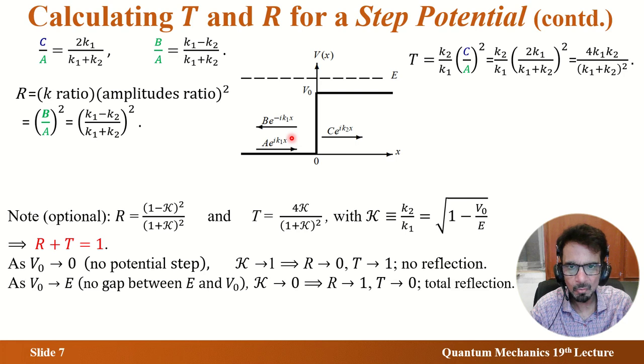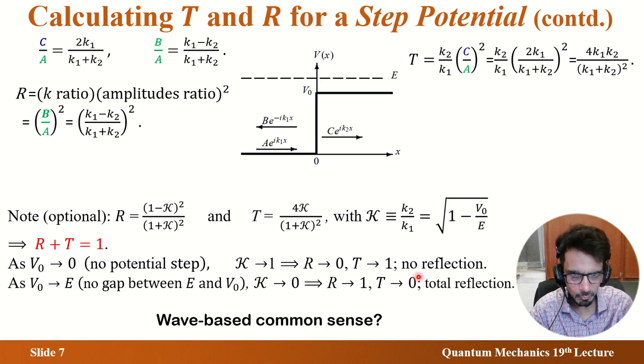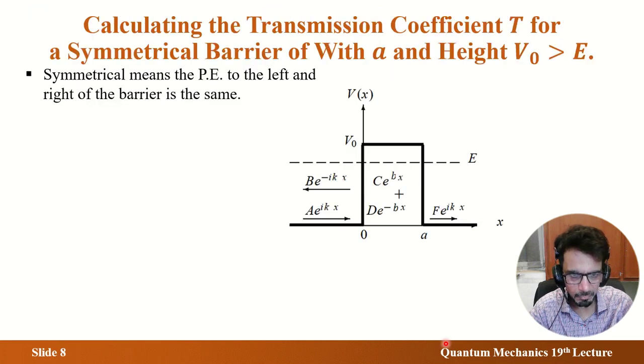Now I don't know what your common sense told you, but that is what it is. If there is no gap in which to transmit, there is no transmission, 100% reflection. You can use these things to develop a common sense. I am repeating now, same thing. I go to the next case.